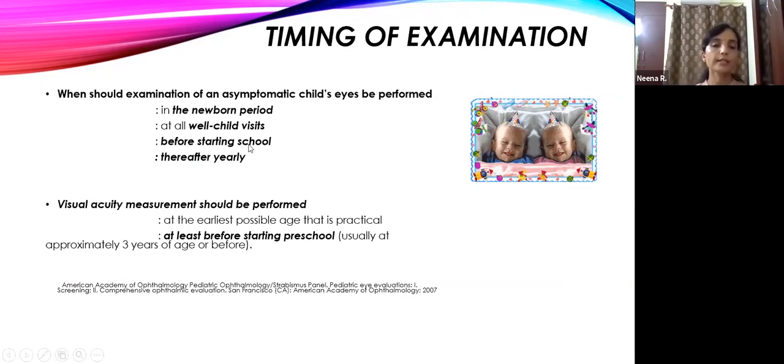And then before starting school, it's a good idea to have an ophthalmic examination. So this is all in case of a child who does not have any complaints, and thereafter a yearly examination is advisable. And you can have a visual acuity measurement at the earliest possible age that's practical. So usually what I say is before starting preschool, that's usually at 3 years of age or before. So if the child is symptomatic or having any risk factors for eye involvement or systemic conditions, or a stormy neonatal period or ROP, these children need early referral.